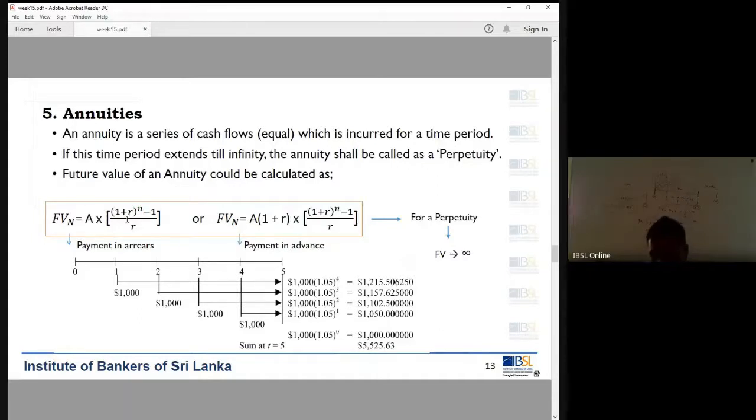That means this 1 plus R value is also going to be an infinity-equivalent value. So minus 1, divided by R, which remains constant, we get a future value of infinity. So for a perpetuity, we don't really discuss the future value. But for an annuity, for a defined time period, we can discuss the future value either by a manual method or an equation method.